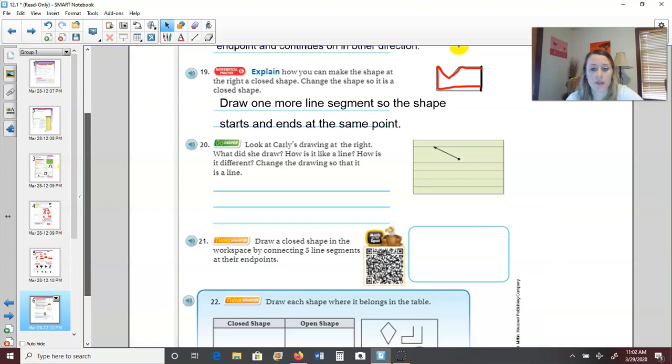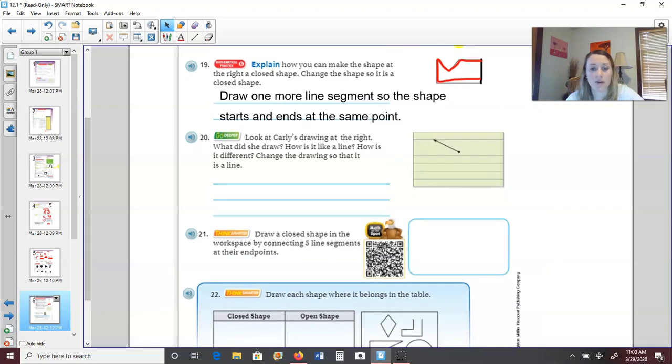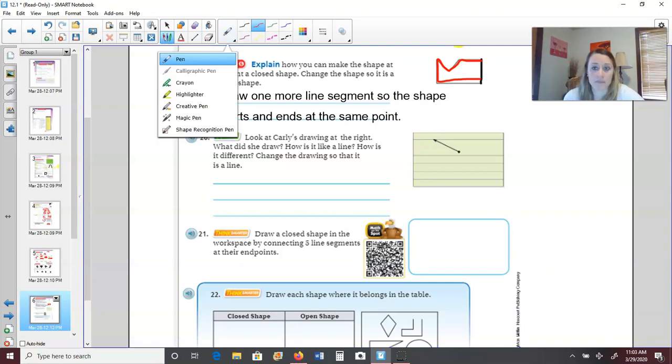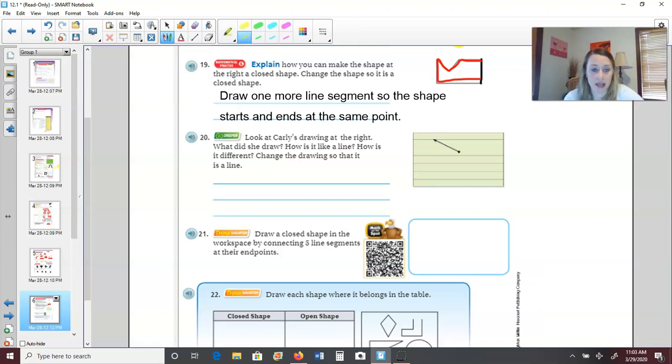Alrighty, moving on to number 20, go deeper. Look at Carly's drawing at the right. What did she draw? How is it like a line? How is it different? Change the drawing so that it is a line. All right, so we're being asked to do quite a few things here, so we just need to take it one step at a time. First, we need to figure out, what did she draw? When we look at the shape, I see that it has an arrow at one end and a point at the other. So think, what do we call that kind of shape?